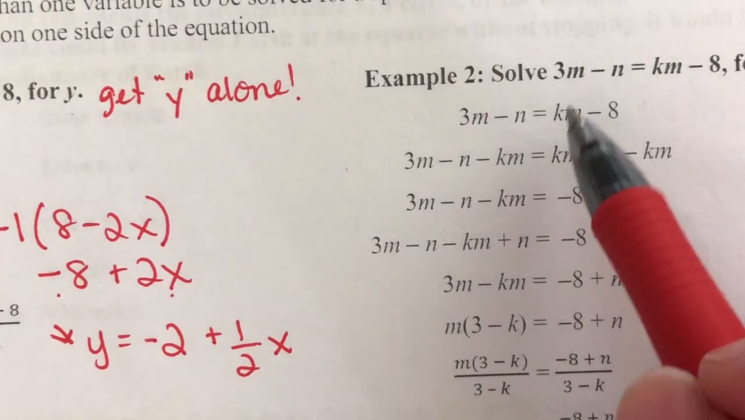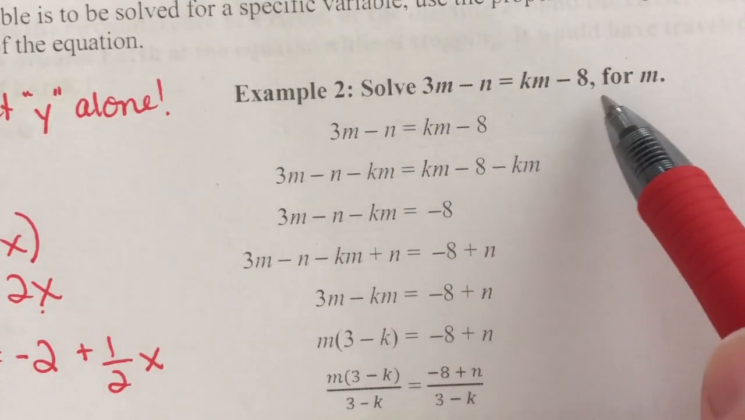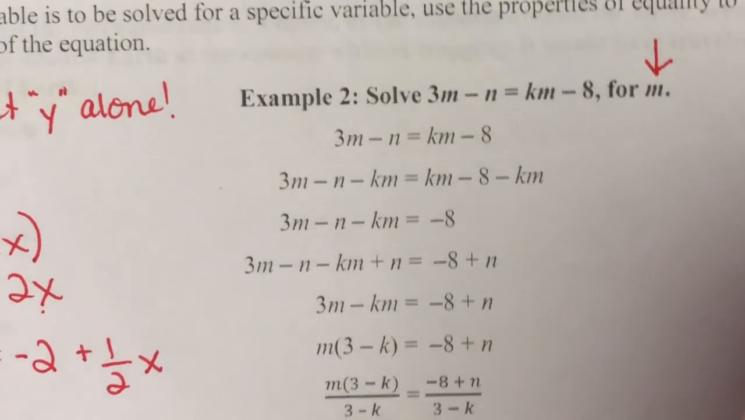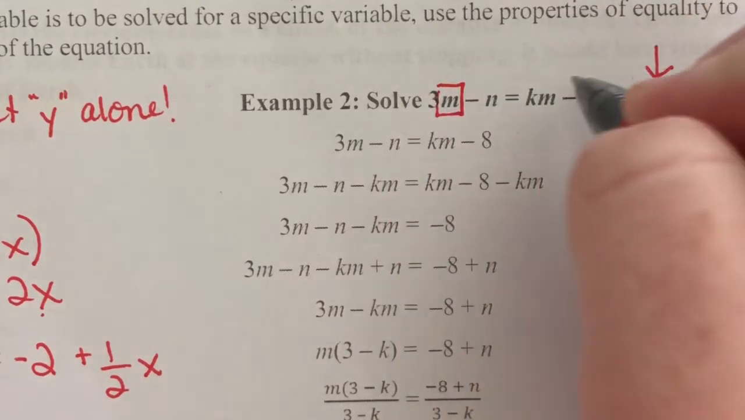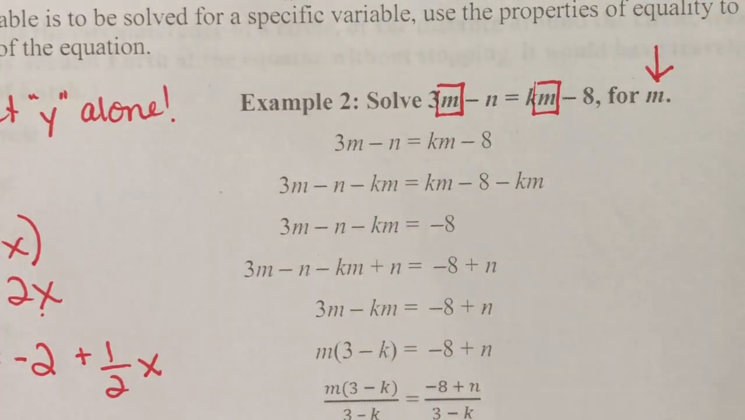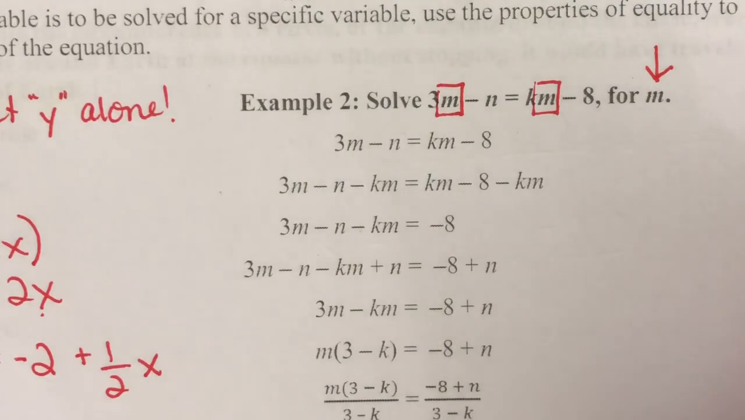All right, example 2. Solve 3m minus n equals km minus 8 for m. We are trying to get m on one side of the equal sign by itself, right? And right now it's on both sides of the equal sign. So we have to use the rules that we know, right? First, we have to get rid of the smallest m.